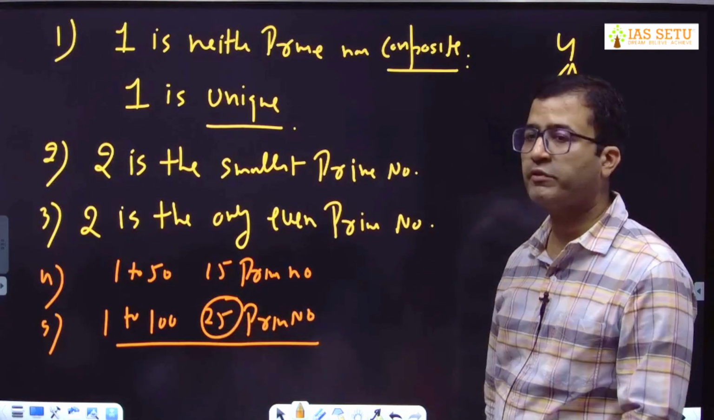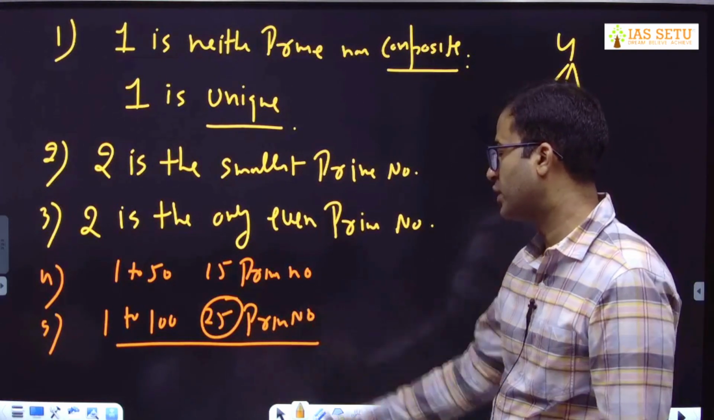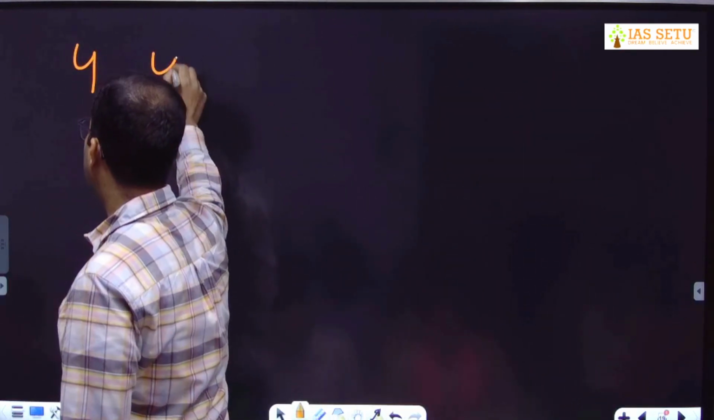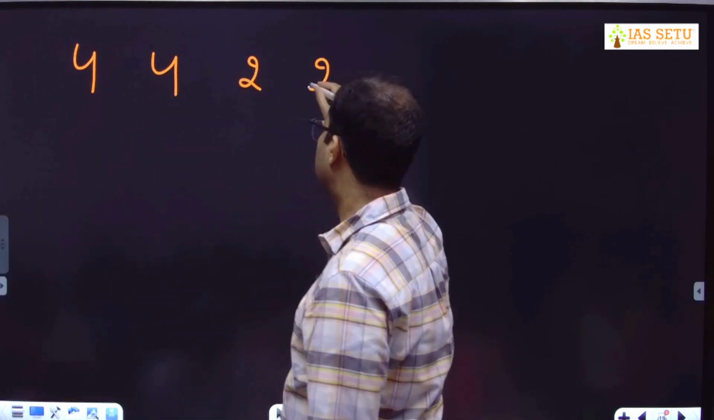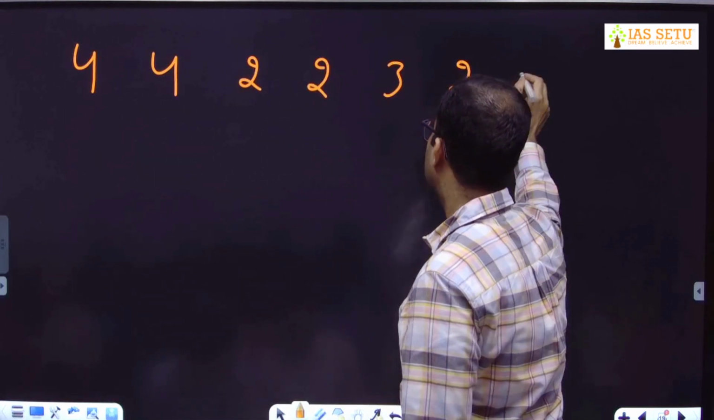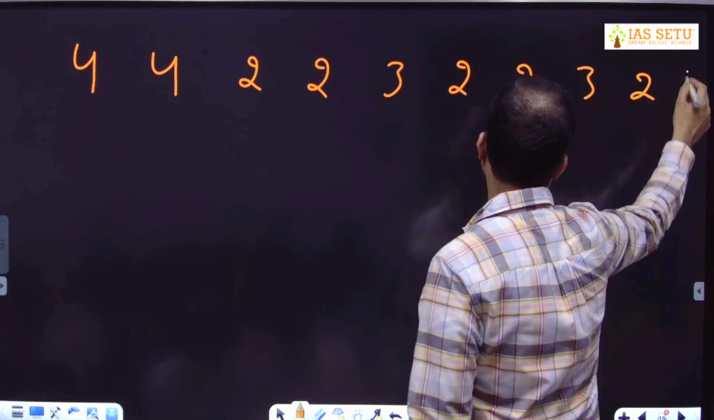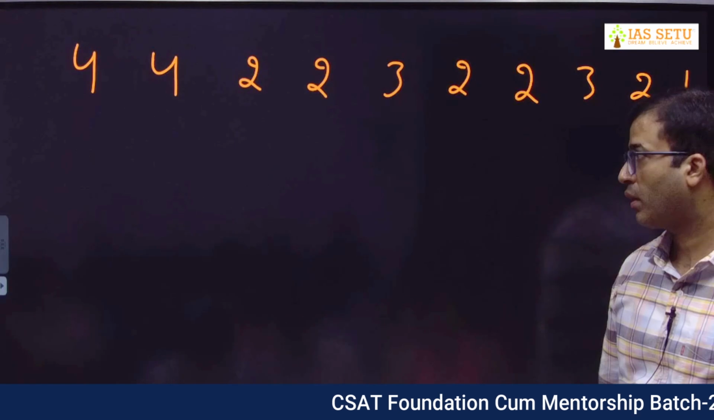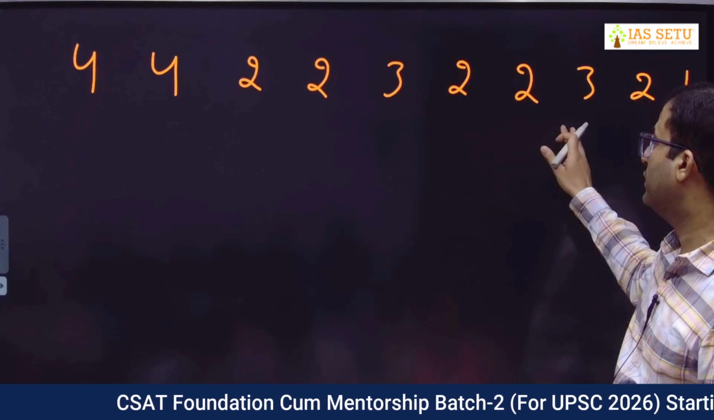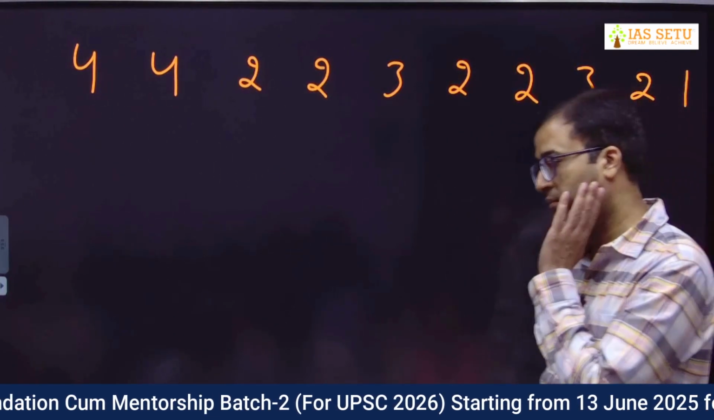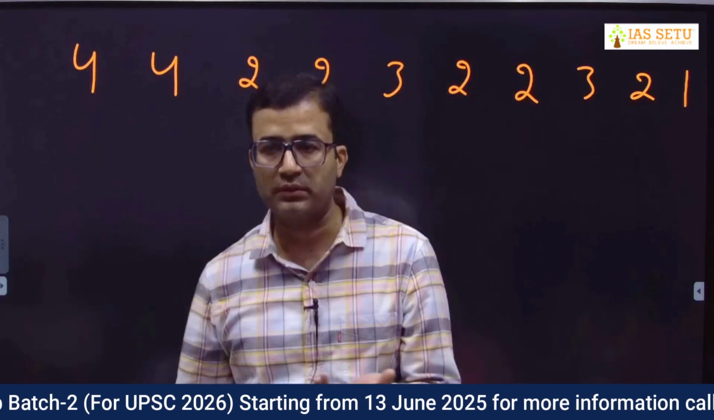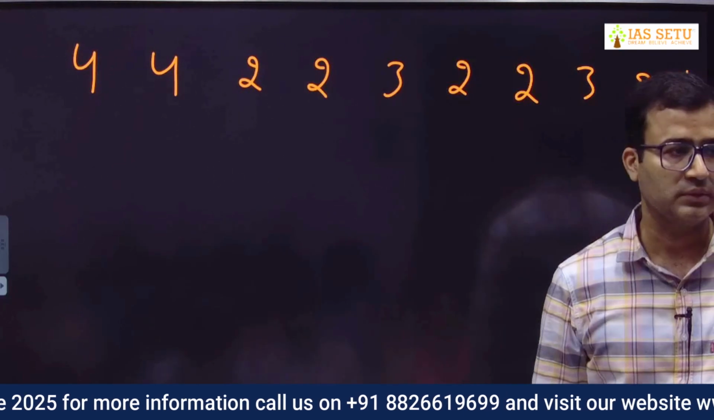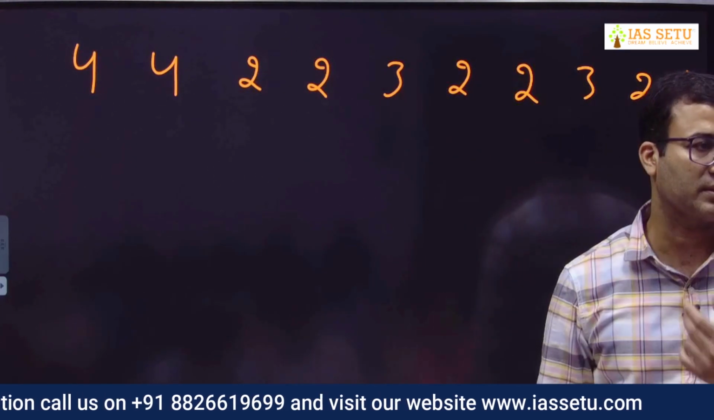I give you one mnemonic for that, so that you can work on these 25 prime numbers. 44, 22, 322, 321. It's like a 10-digit number, like a mobile number. Maybe in your college days you remembered so many mobile numbers, so you can add one more for a different purpose.